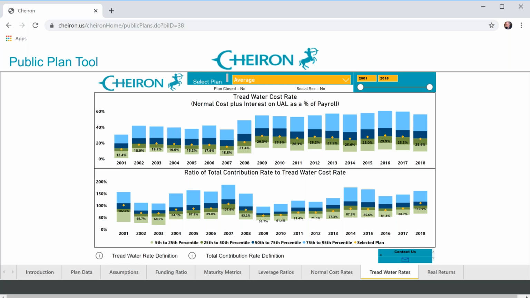Back in 2001, the average plan was just over 100%. And then the plans dropped well below 100% after the dot-com burst. And then it rose to 107.6% in 2007, and then a significant drop all the way down to 58.75% by 2009. And since then, we've been seeing a gradual increase where we're now at 110.9%.